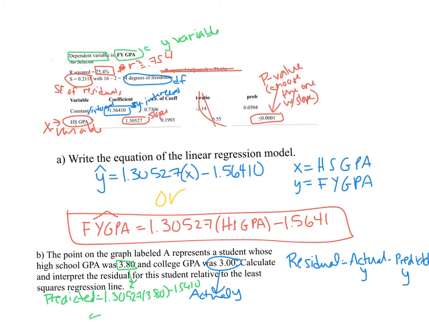So when you do that, you do end up getting 3.396. And so my residual is equal to 3 minus 3.396, which is going to give me negative 0.396. So that's my residual. You'll notice I do have a negative residual. That's fine. That means I'm lower than what I expected.